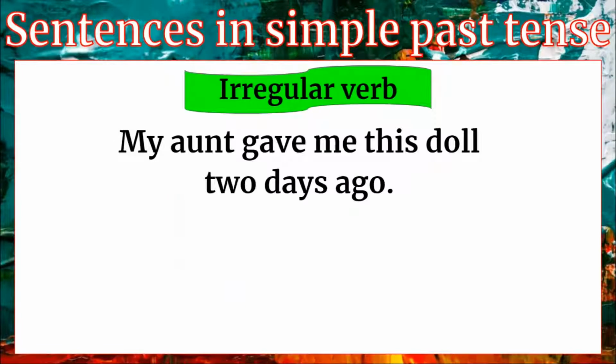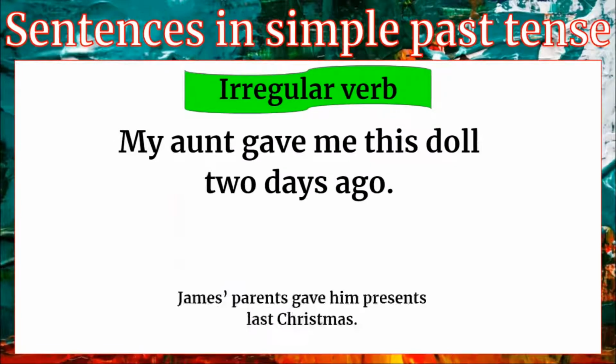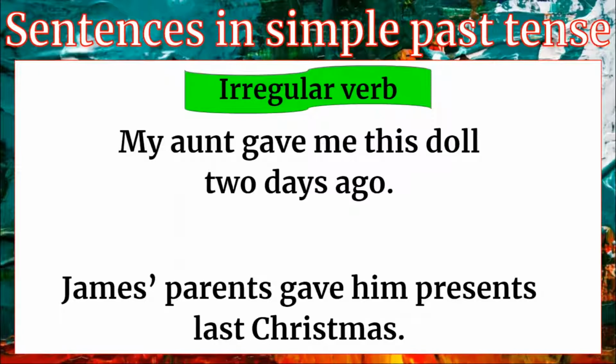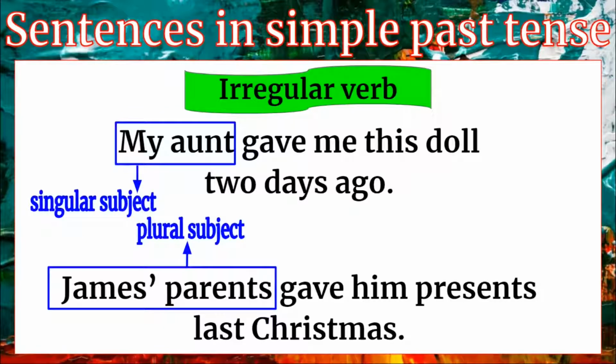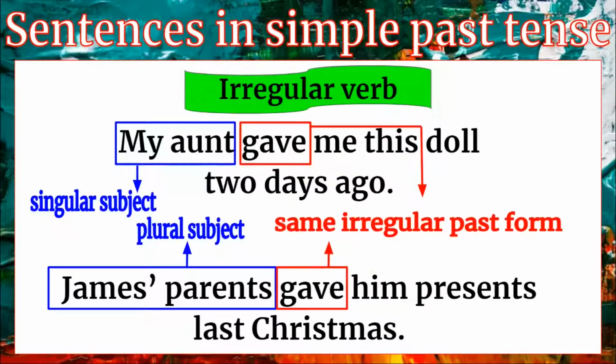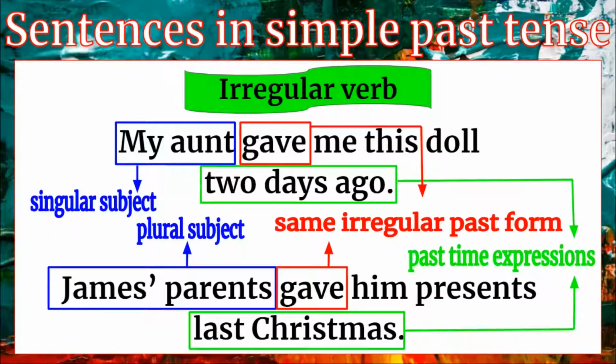My aunt gave me this doll 2 days ago. James' parents gave him presents last Christmas. The subjects in the sentences are my aunt and James' parents. Even if we have a singular subject and a plural subject, we have to use the same irregular past form of the verb, which is gave. Our past time expressions in the following sentences are 2 days ago and last Christmas.